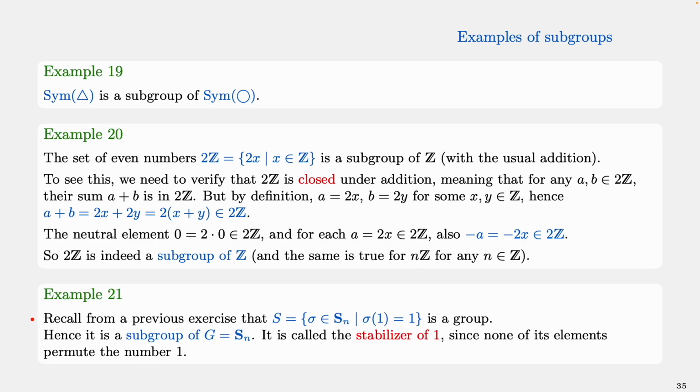And recall from one of our previous exercises that we had this subset of the permutation group on n numbers. So we proved in the exercise that this set is a group, sigma contained in the permutations on n numbers that satisfy that they fix the element 1, so they map 1 to itself. And because we already found that this is a group, it is in fact a subgroup of Sn. And this subgroup is called the stabilizer of 1, simply because it stabilizes the element 1. None of its elements actually permuted to some other element.